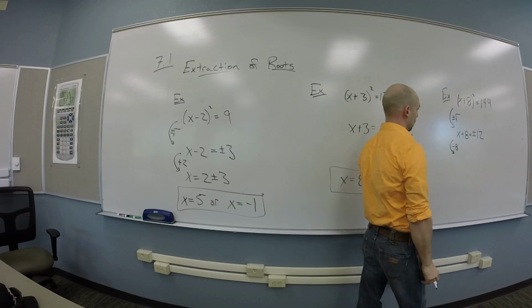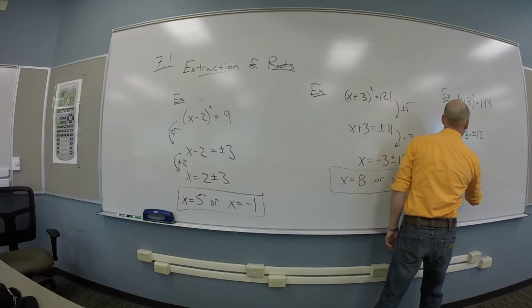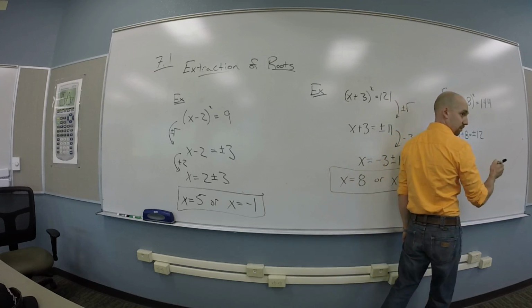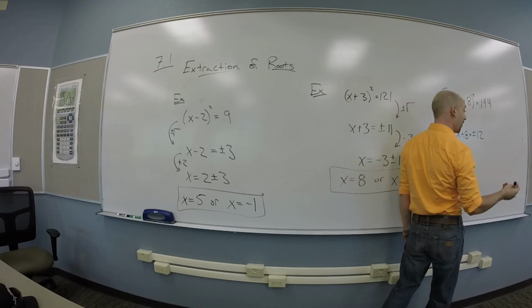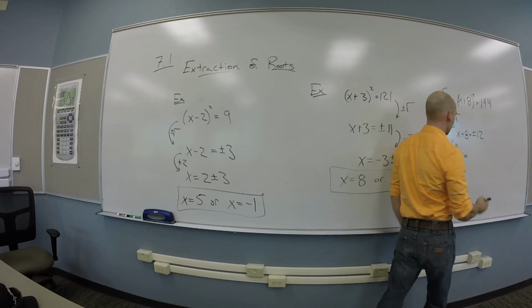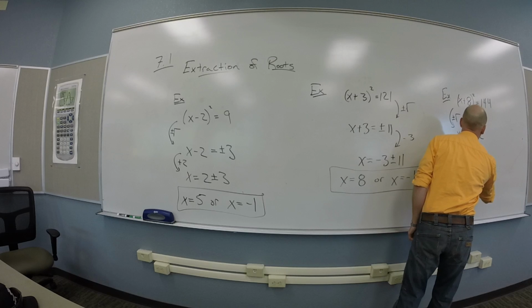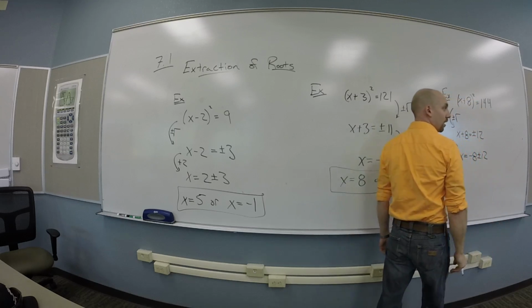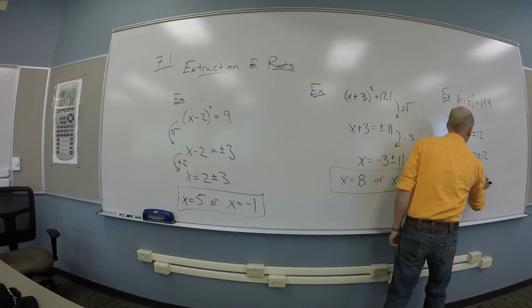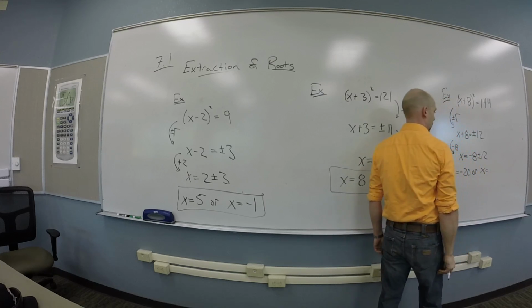So I'll get x is negative 20. Okay, write the intermediate step in here. You get negative 8 plus or minus 12. Okay, so we get negative 8 plus or minus 12. And then we say, okay, now x is negative 20 or x is 4.